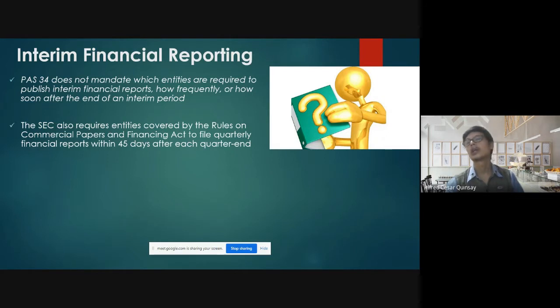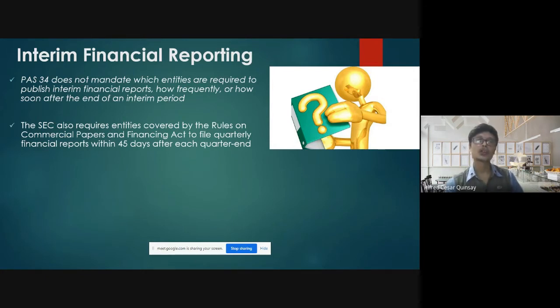So let's say the quarter ended September 30. So 45 days from September 30, that would be within 45 days, so around October 30 is possible, no? Okay, basta hindi lang lalagpas ng 45 days.